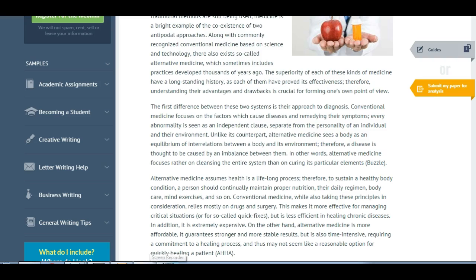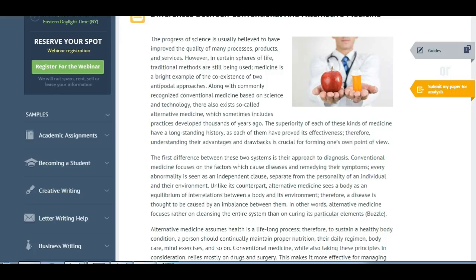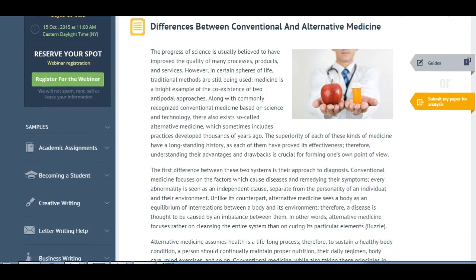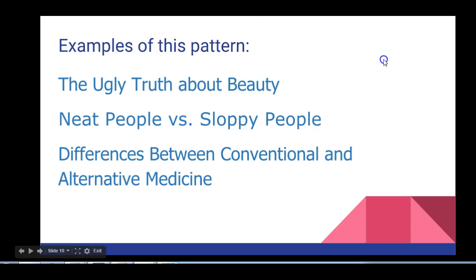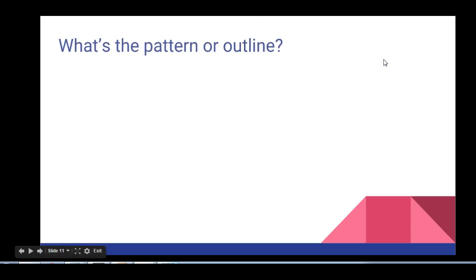The last essay that did comparison contrast was a comparison of conventional and alternative medication, and this one was kind of a one point at a time approach to diagnosis, life impact via an ongoing maintenance versus fixing problems. So again, looking at different aspects of the two things that are being compared. That would be the pattern that you typically see with a comparison contrast.